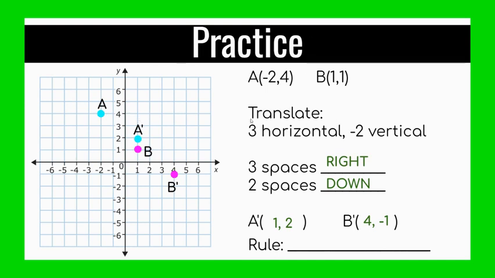And when you're writing a rule, how you write the rule of translations is you're going to start with x, y, because that was our original point. Like A, the original point was -2, 4. And then I write the change in x and the change in y. Well, I added 3 to the x, and I subtracted 2 from the y. So we added 3 to the x, subtracted 2 from the y.